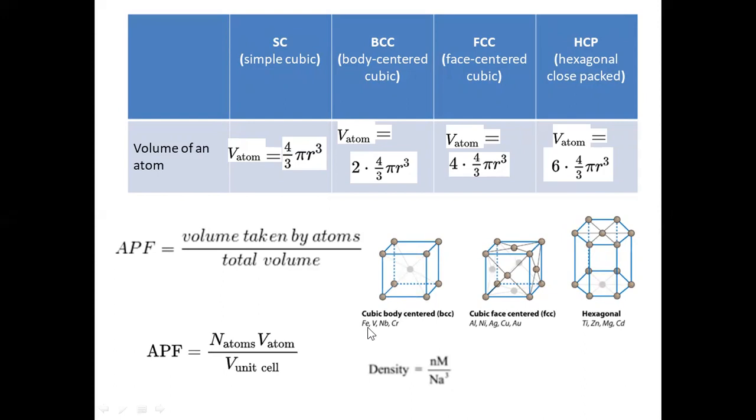Let's proceed with the following examples. For BCC, or body-centered cubic lattice, we have the elements iron, vanadium, niobium, and chromium. For face-centered cubic lattice, FCC, we have metallic elements such as aluminum, nickel, silver, copper, and gold. And for the hexagonal close-packed structure, we have titanium, zinc, magnesium, and cadmium. Now, my next video is all about calculations of metallic crystal structures.